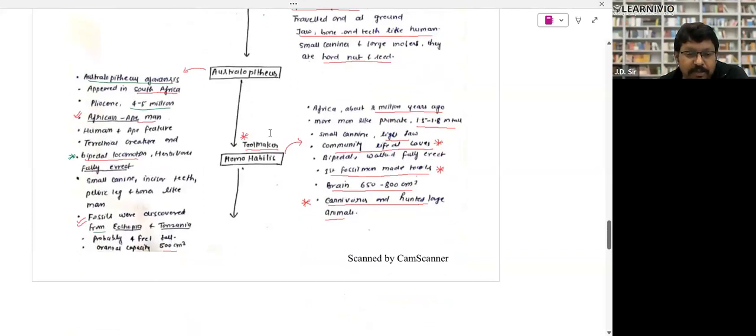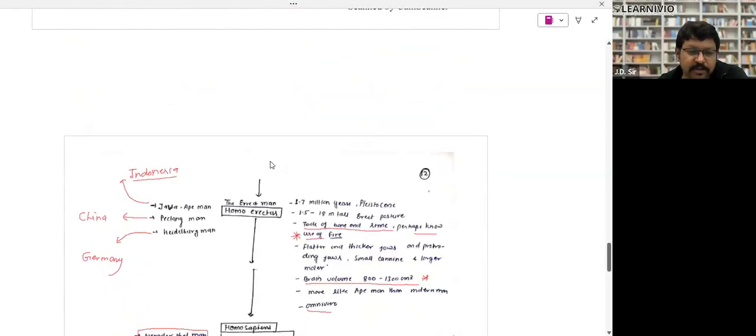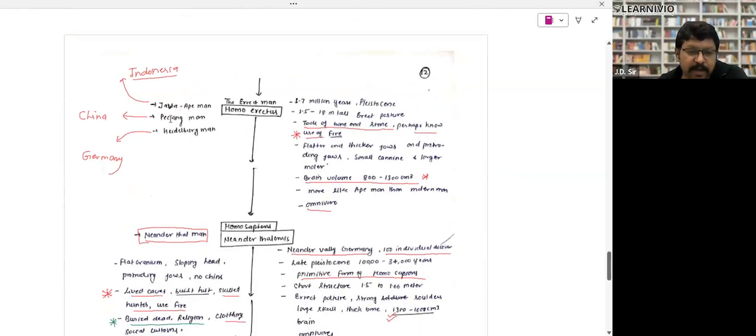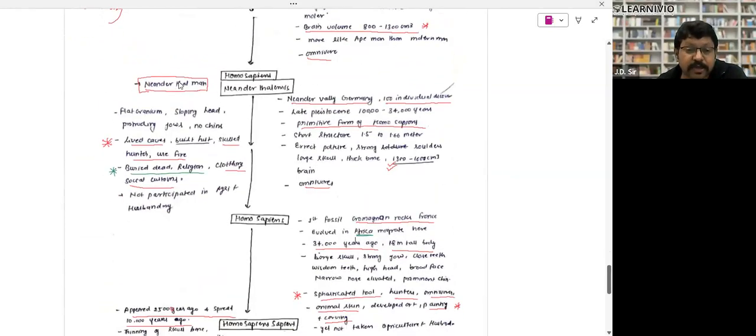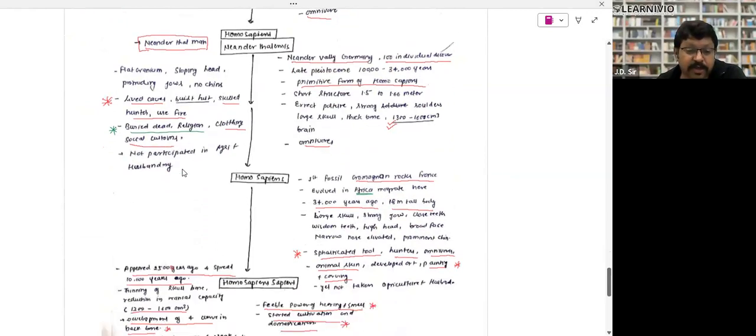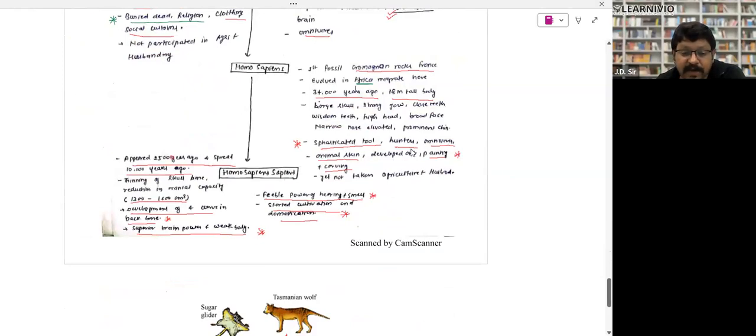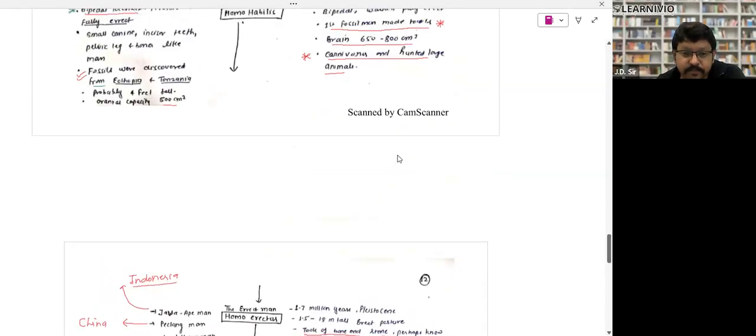Then Australopithecus came. Who were the tool makers? This question I have been asked 4 or 5 times, right? Who were the tool makers? And Homo habilis is the answer, right? And Java man, Peking man, Heidelberg man, right? Where they are found, what were they? These questions. Neanderthal man, the question came from Neanderthal man, where the Neanderthal man fossils were found, right? What are their characteristics? So whatever I have underlined, that is the question, right, Aisha?